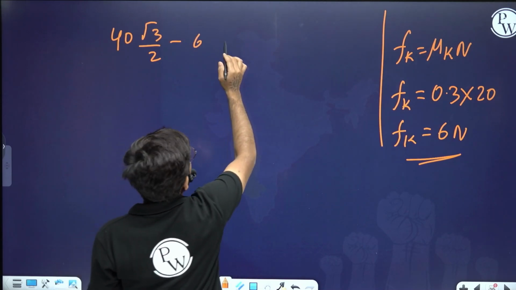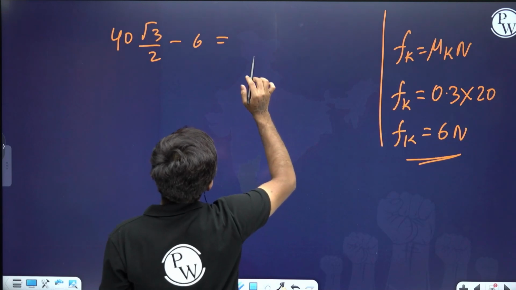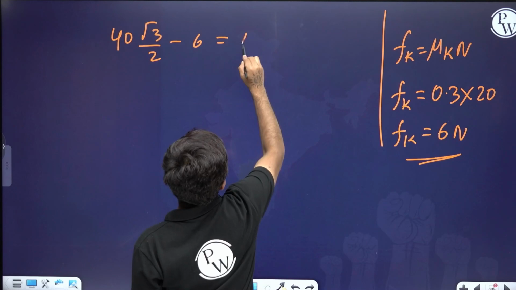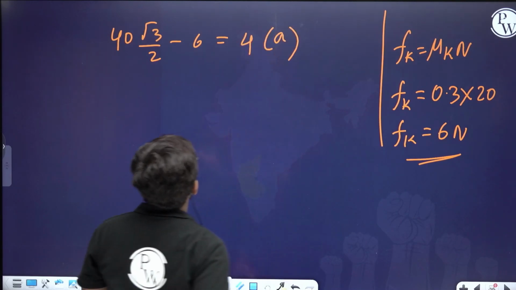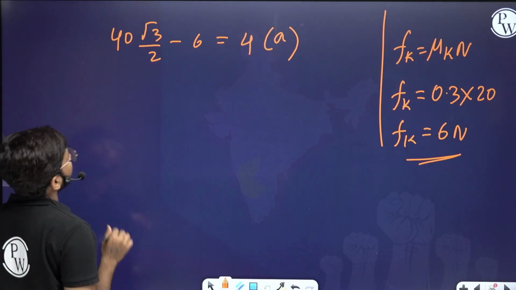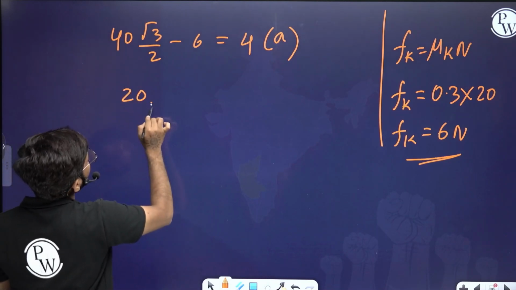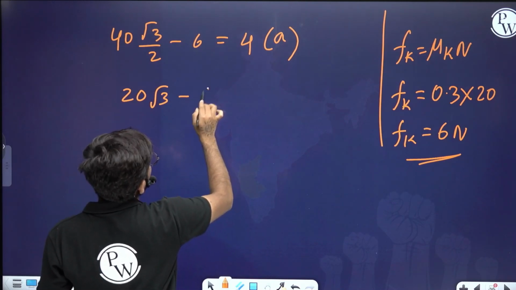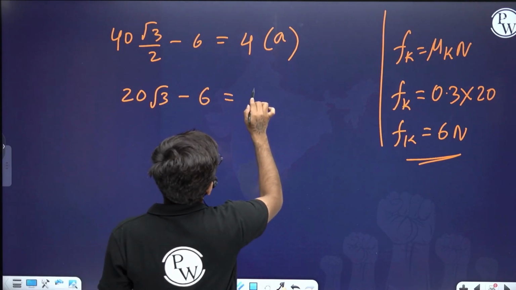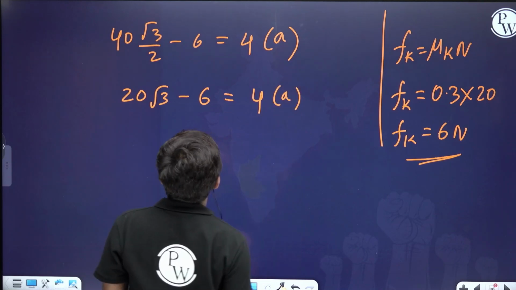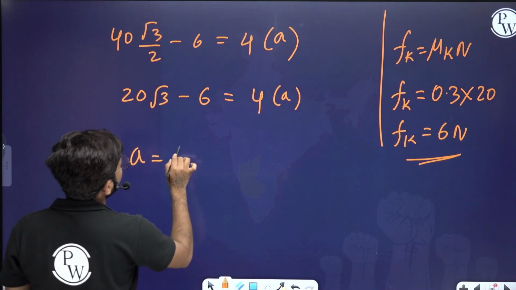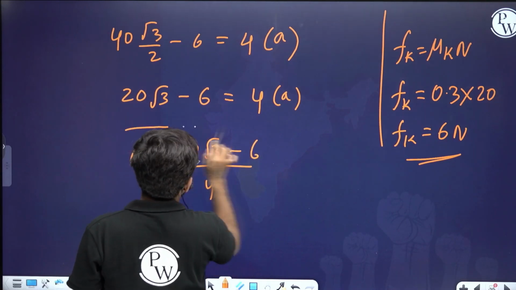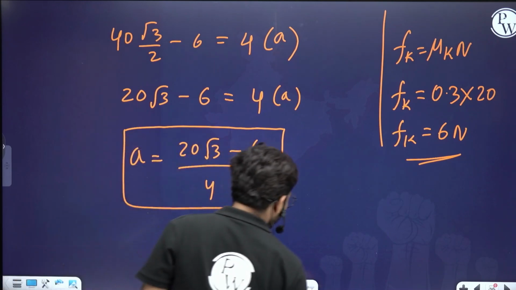So the Fk value, 6 Newton, is equal to mass into acceleration. Mass is 4, acceleration is unknown, correct? So 40 root 3 by 2, which is 20√3, minus mu k n, which is 6, equals 4 into acceleration. So acceleration is simply going to be 20√3 minus 6 divided by 4. Let us check the answer.